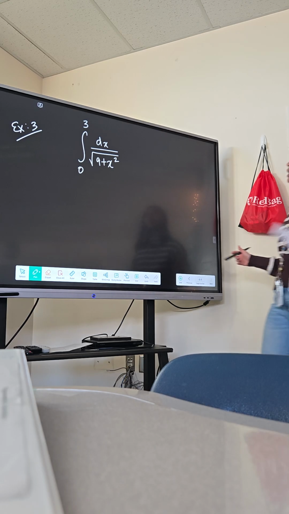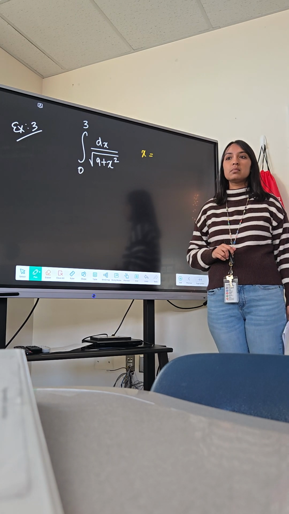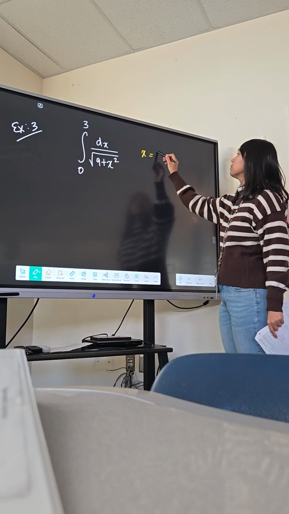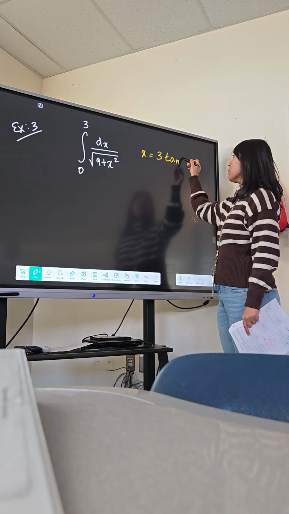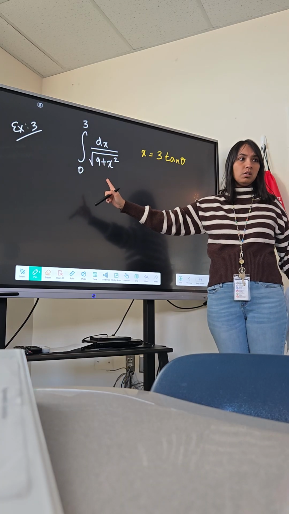Okay. You'll get it. X equals what? 1 over 3? 3 tangent theta. Remember, this is our definite integral.